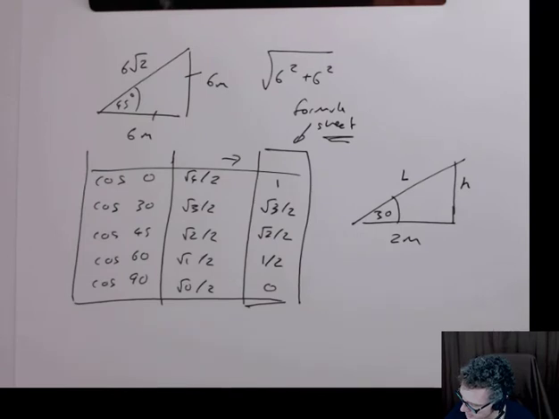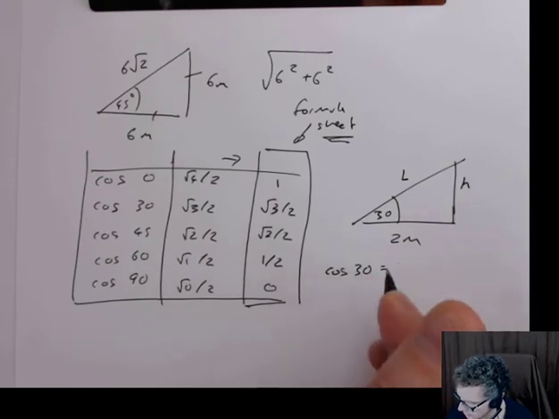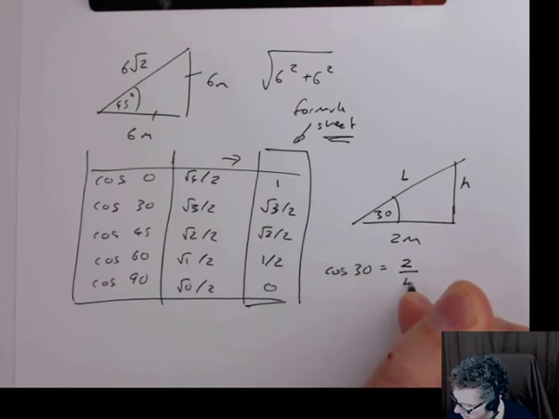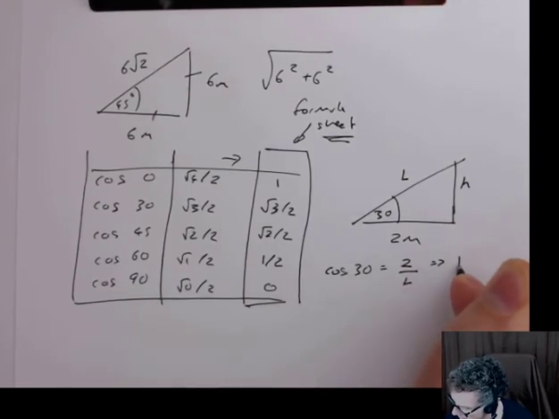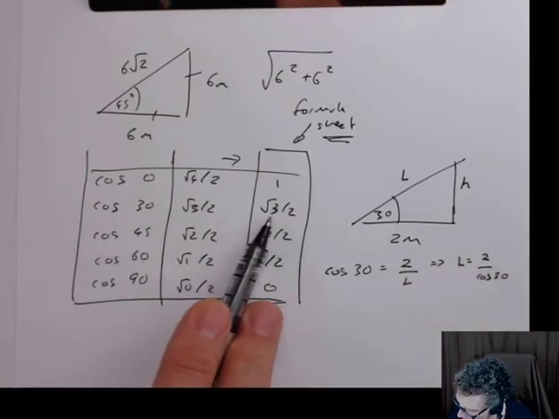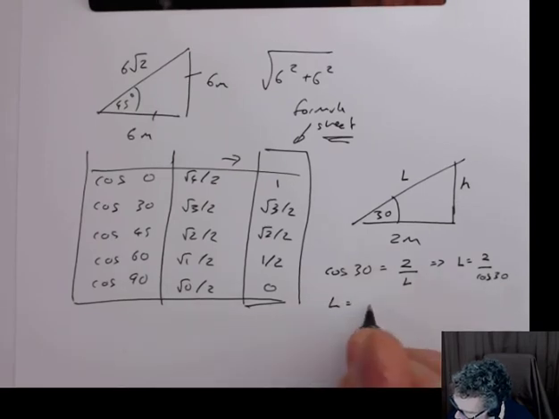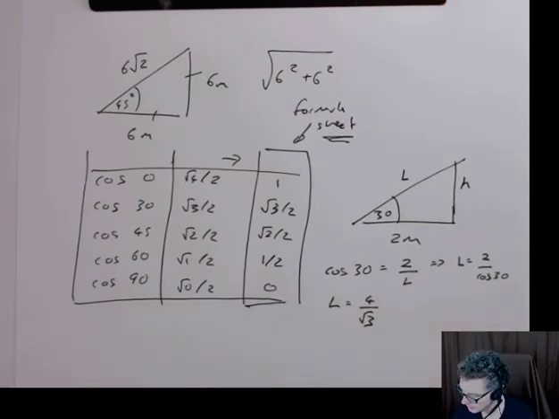and then say to myself, well, cos 30 equals 2 meters, the adjacent, over the length of the bar. So the length of the bar is going to be 2 divided by cos 30. Then go back to my table here, look at what cos 30 is. Well, that's root 3 divided by 2. So the length of the bar is going to be what? So that would be 4 over root 3. Okay.